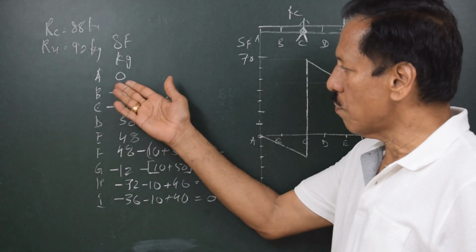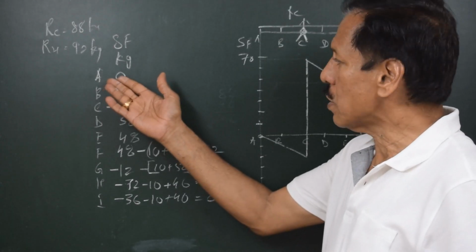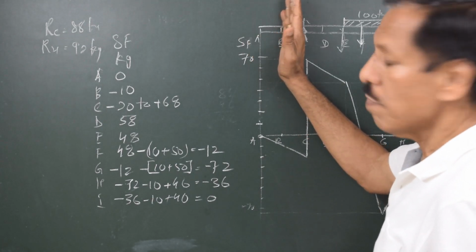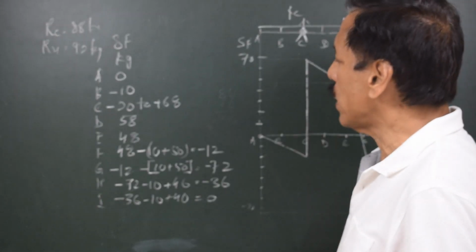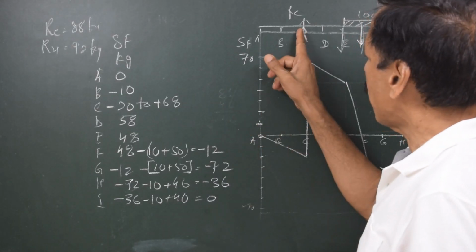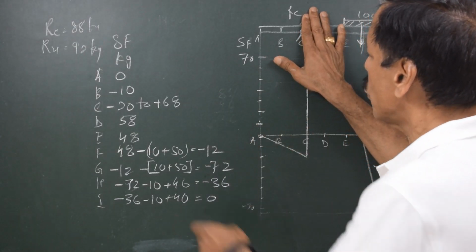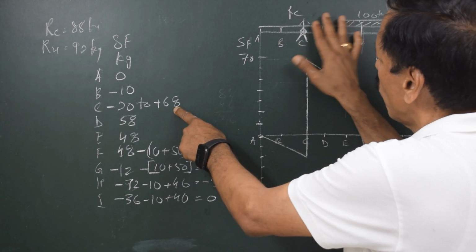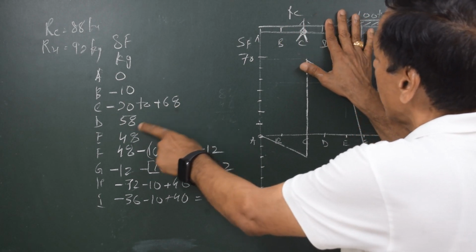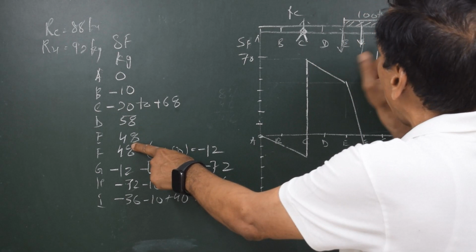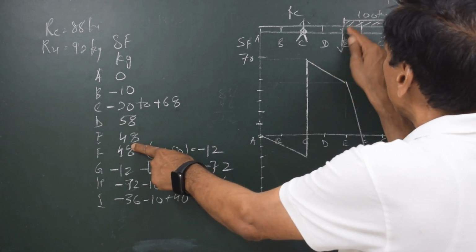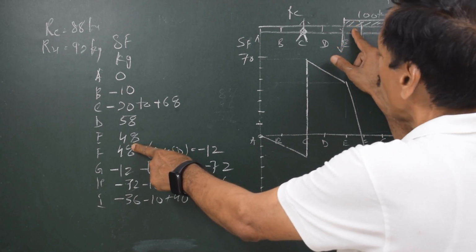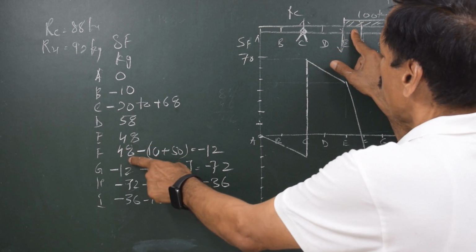So you can see that the shear force curve starts with 0 at A, and as we proceed at B, the force to the left of B is -10 because it is downwards, and -20 up to here, and suddenly it changes from -20 to +68 because there is a reactional force 88 kg upwards, and then from 68 it becomes 58 here, 48 here, and in this area there is a downward force of 10 kg and 50 kg, total 60 downwards.